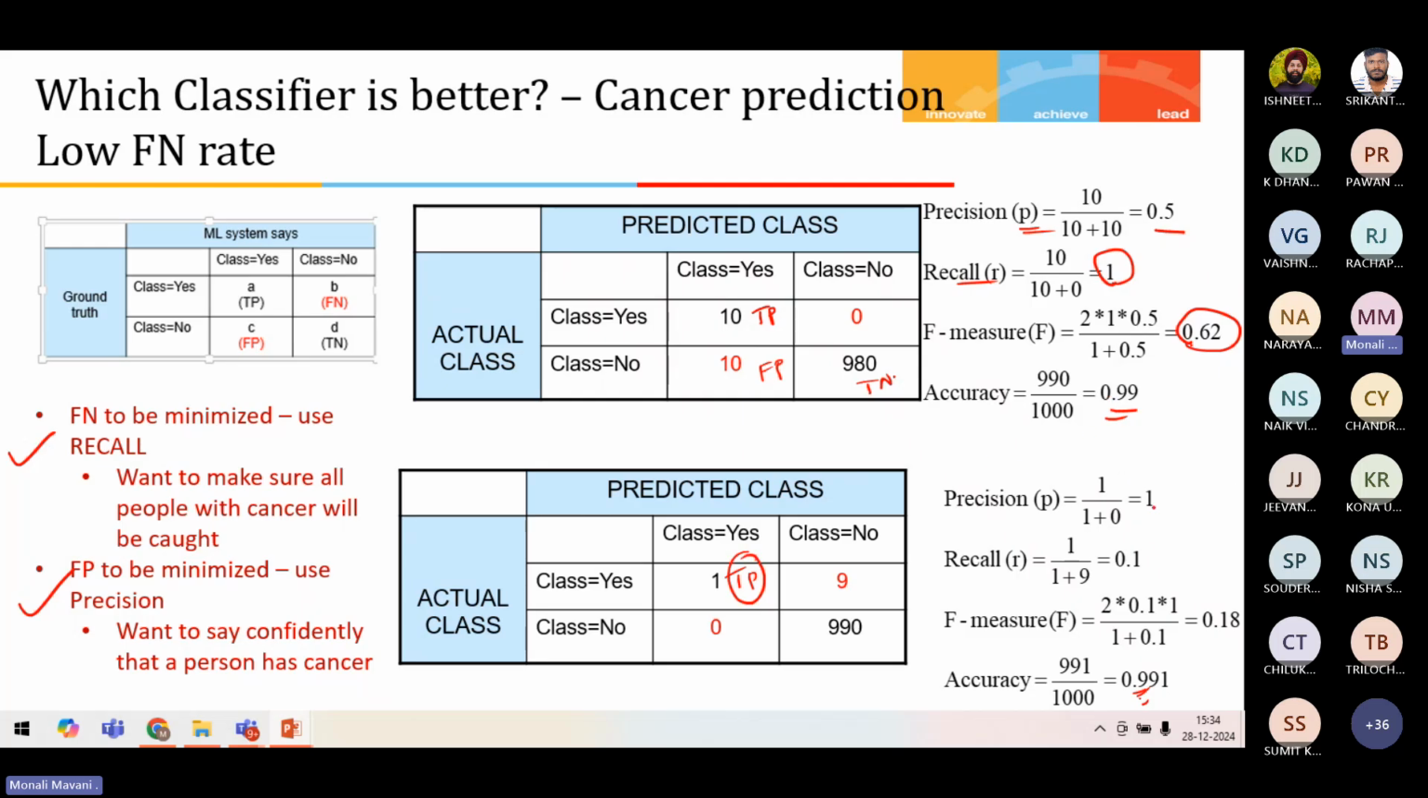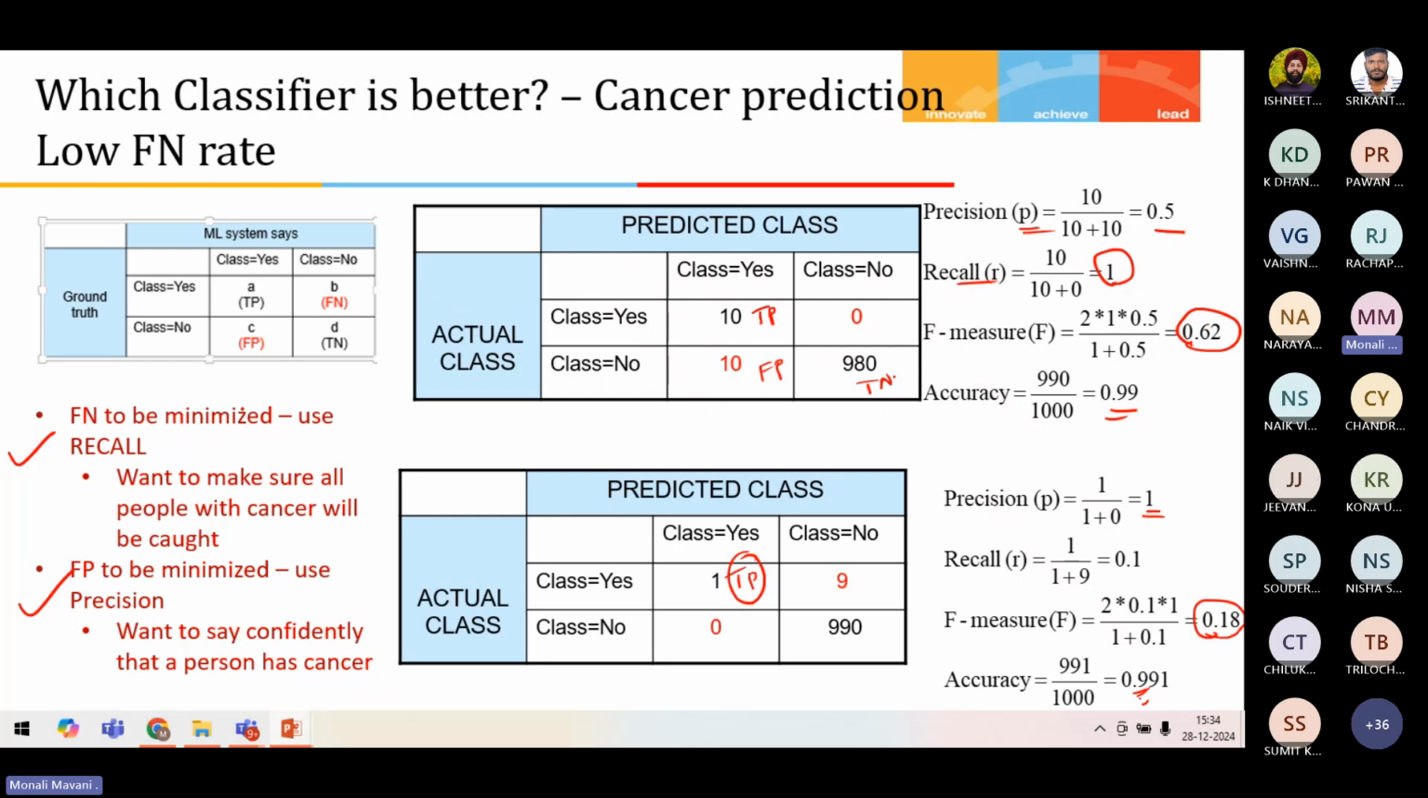Then the second thing, when we look here, the precision of the second model is 1. The first model's recall is 1. But the F1 measure is low for the second. So of course, by looking at the F1 relative comparison, you will choose the first model.